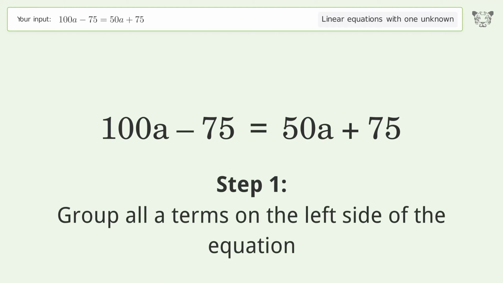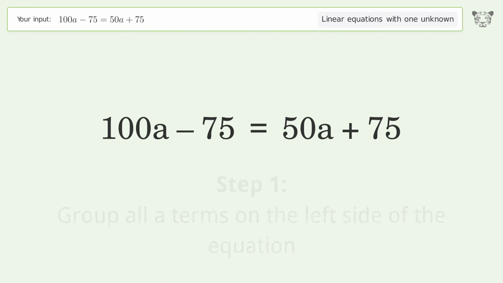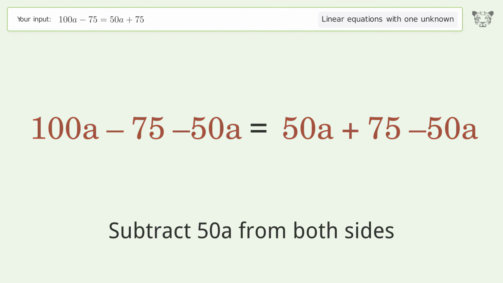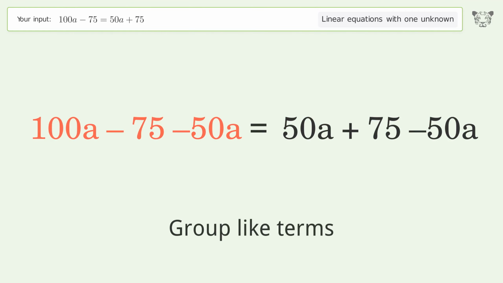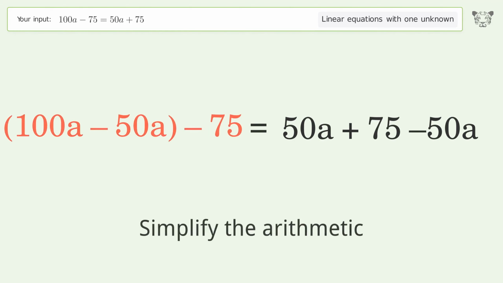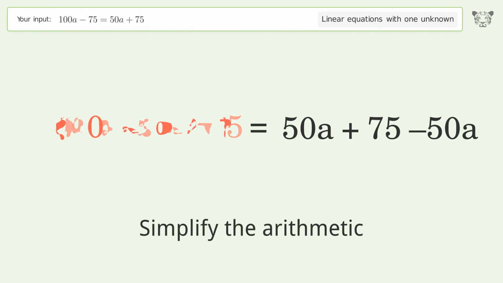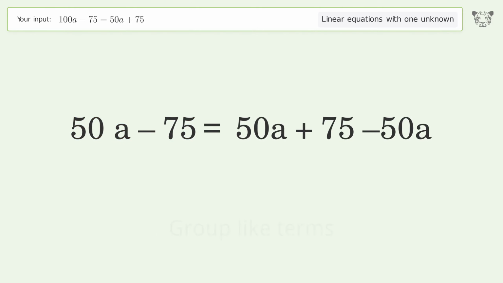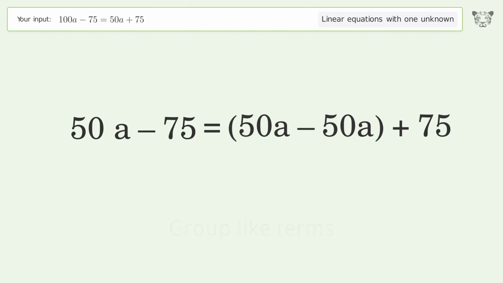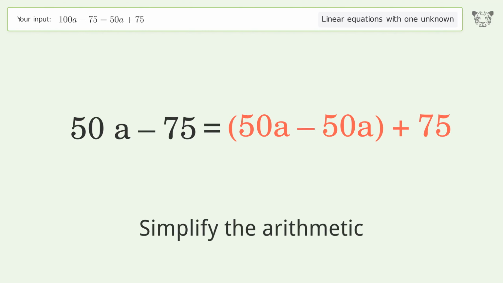Group all a terms on the left side of the equation. Subtract 50a from both sides. Group like terms. Simplify the arithmetic. Group like terms. Simplify the arithmetic.